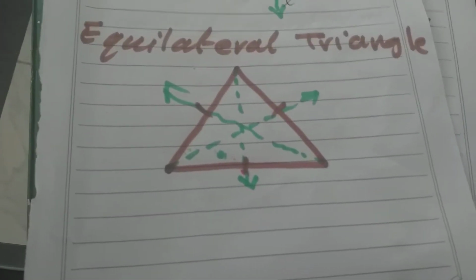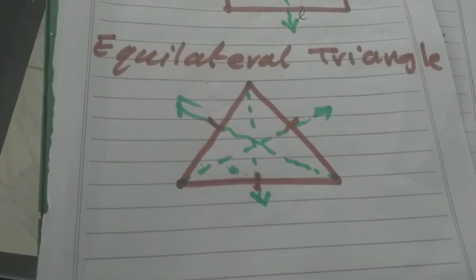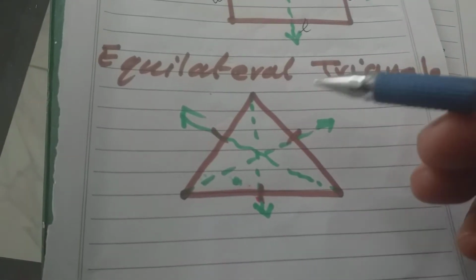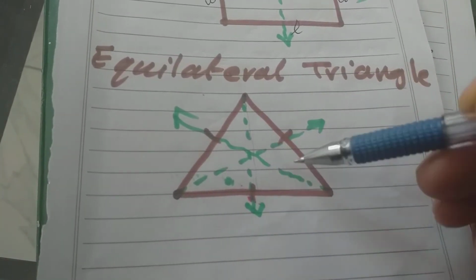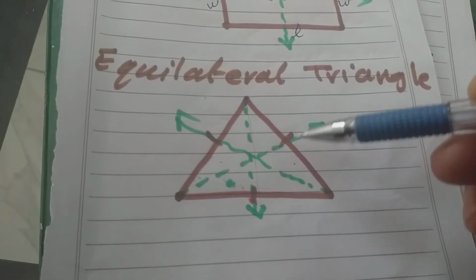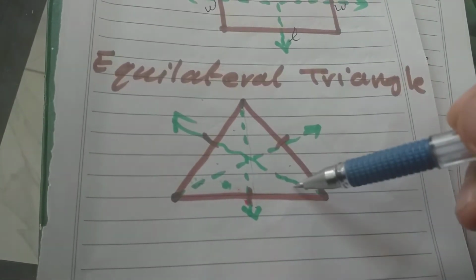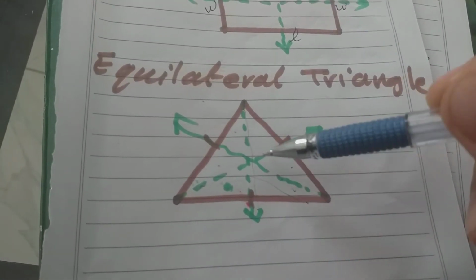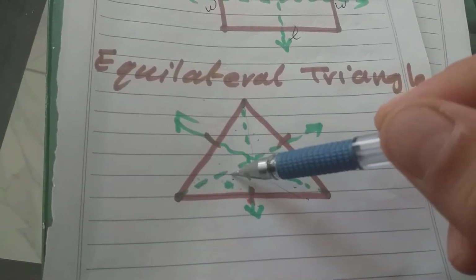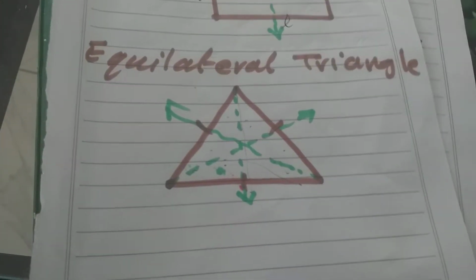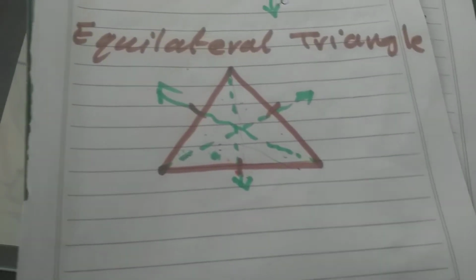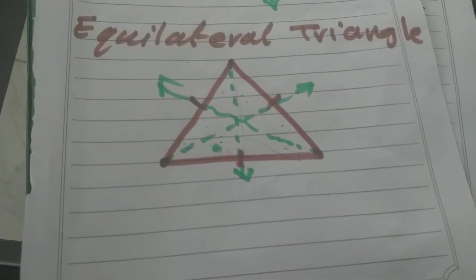The equilateral triangle, I have 3 axes of symmetry. Look, this one divides it into two congruent triangles. This one divides it into two equal triangles. And this line is going to divide it into two equal triangles. So how many lines of symmetry? We have 3 lines of symmetry for the equilateral triangle.